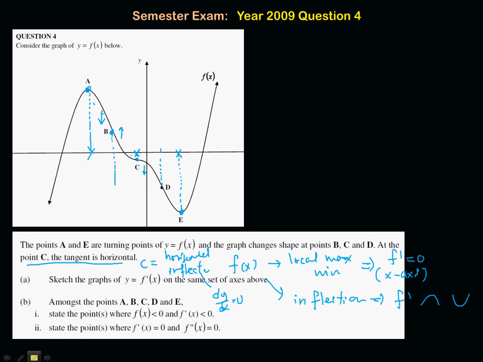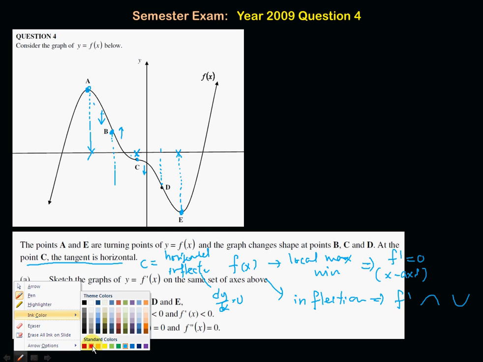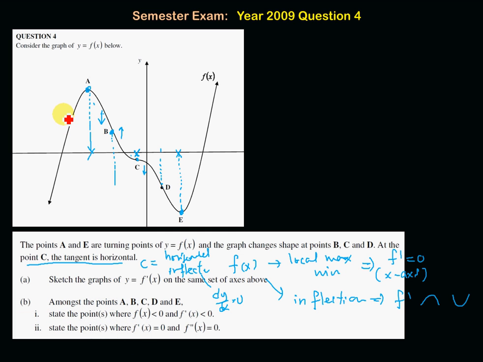I'll change the color a bit. Looking at the graph, to the left of A, the slope is positive. To the right of A until E, the slope is all negative. You see it's sloping down. All negative. You sketch, draw tangents, and to the right of E, the slopes are positive, as you can see here, all positive.